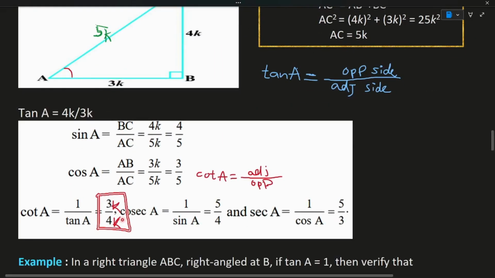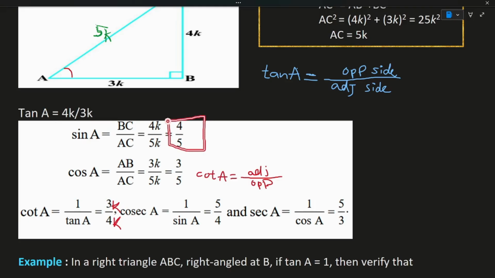Then come to cosecant A. We know that cosecant A is the reciprocal of sin A. Simply, we have to reverse this term.